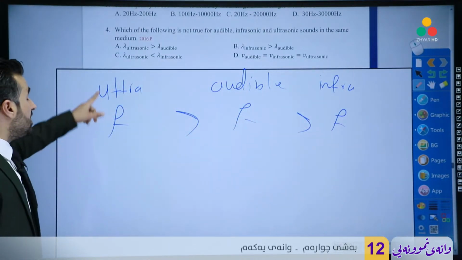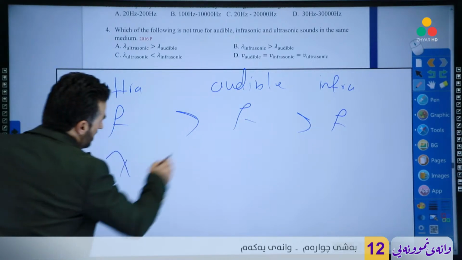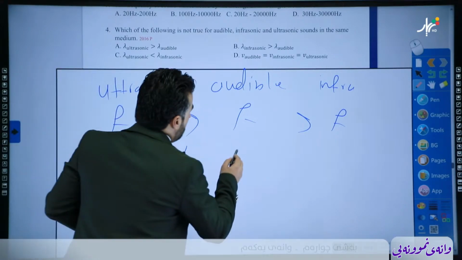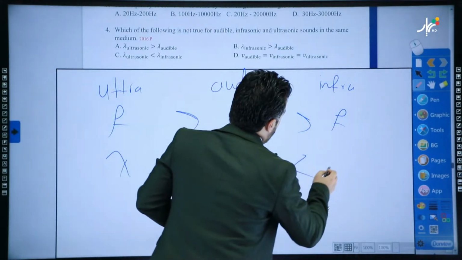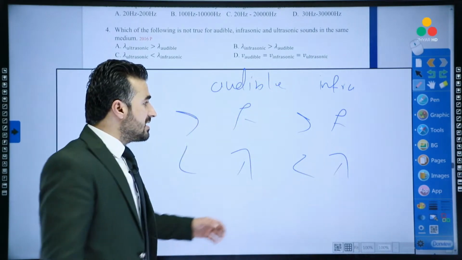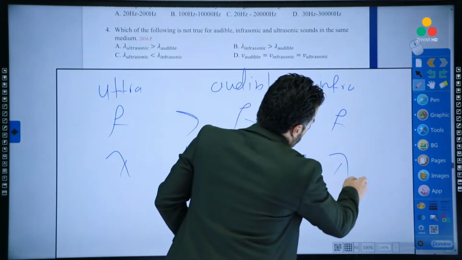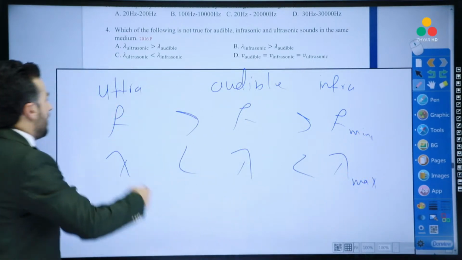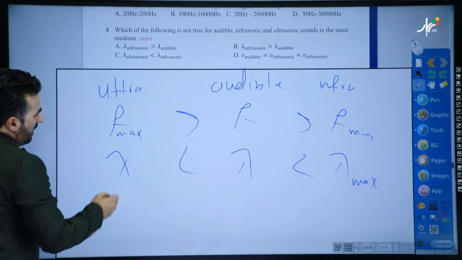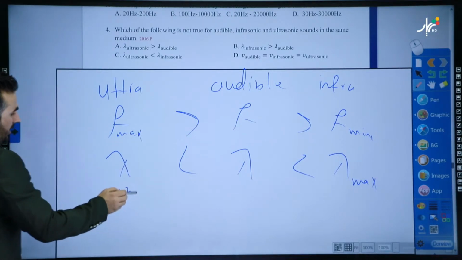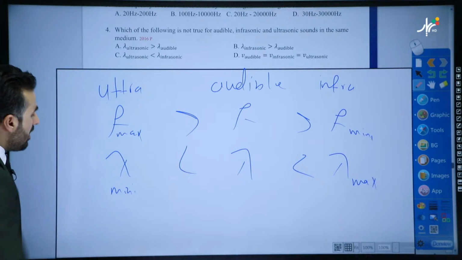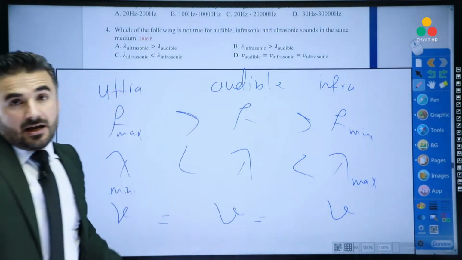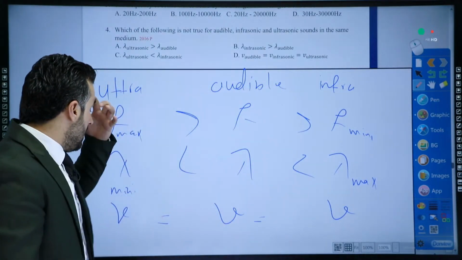But because the frequency is the highest, the wavelength must be the lowest. So the wavelength of ultrasonic is smaller than the wavelength of audible, which is smaller than the wavelength of infra. So we can say the wavelength of infra is maximum, while the frequency is minimum here. On the other hand, you can say the frequency of ultra is max and its wavelength is minimum. And what about their speed? Their speed is all the same. Why? Because these are all in the same medium, and these are basically all sound, so they have the same speed.